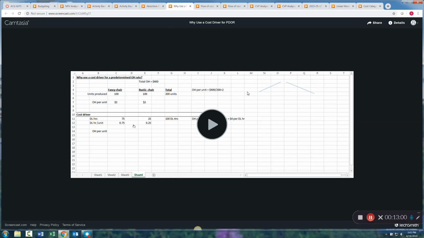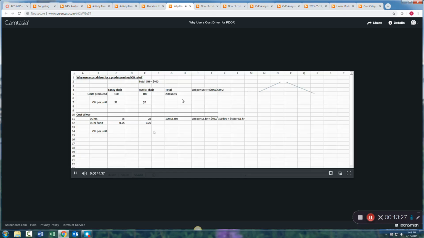I provided you guys with an example where we produced two different types of chairs. Here's a fancy chair, here's a rustic chair, and one of the ways that we initially split those overhead costs was by simply dividing by the total number of units and saying each chair gets $2 of overhead. And even though this is oversimplified, the point is still an important one.